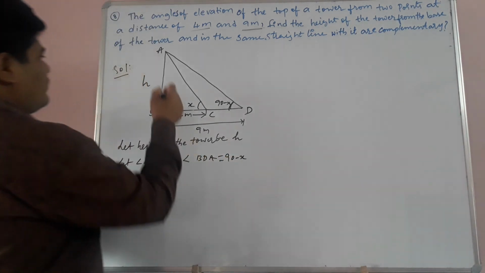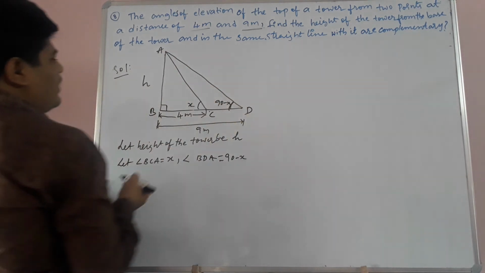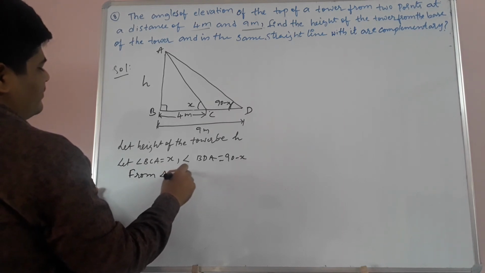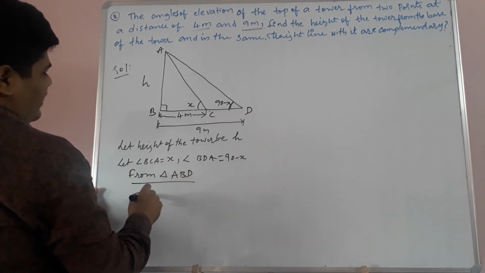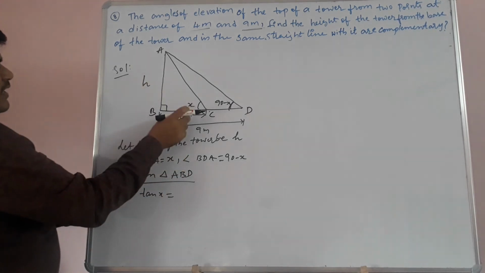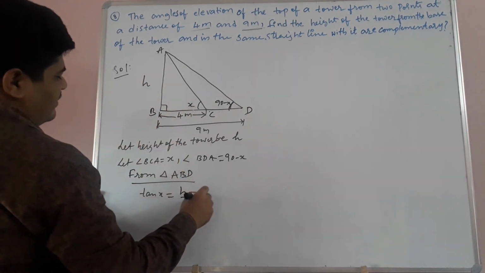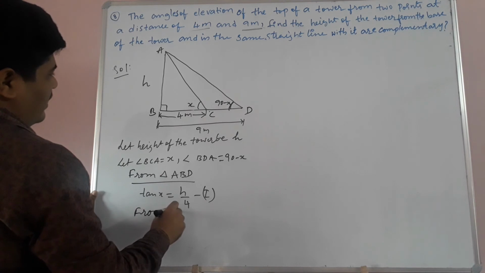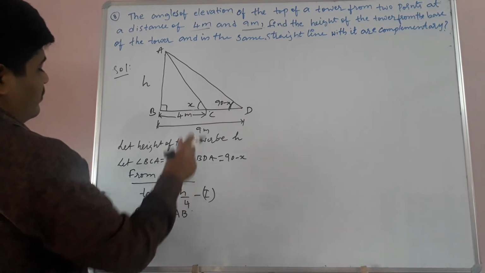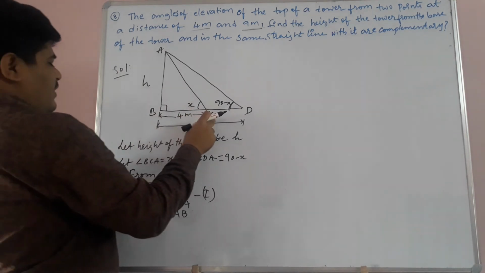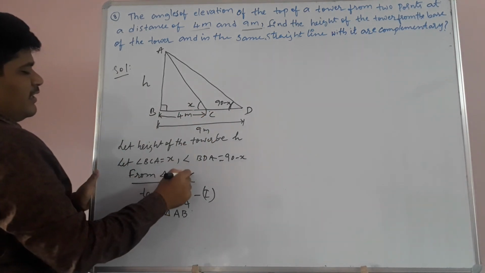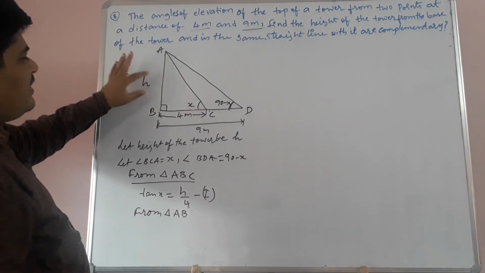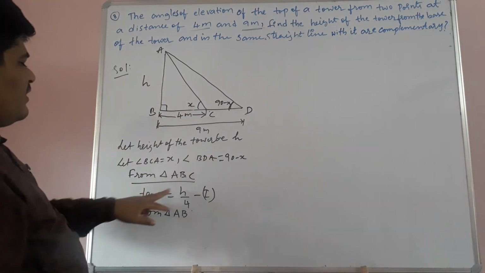Now, children, two triangles we need to consider, triangle ABC and triangle ABD. First we need to take triangle ABC, not ABD, ABC. From triangle ABC, with respect to x, the opposite side is h and the adjacent side is 4. So we can write tan x is equal to opposite side by adjacent side, that is h by 4. Take this as equation 1.